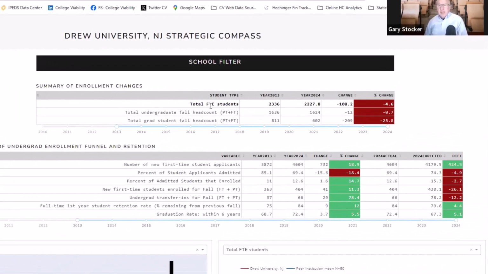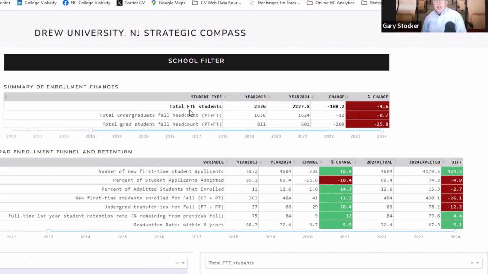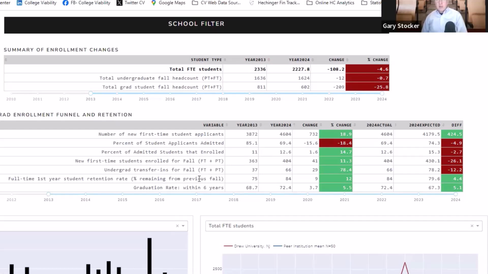Let's start with total FTE, full-time equivalent students. You can see the numbers for 2013 and for 2024. You can see the change and the percent change. And the same thing for undergraduate and graduate students for the same time period. Red is typically not a good indicator. Green is typically a better indicator. You'll see some blue numbers as well on some of the data.